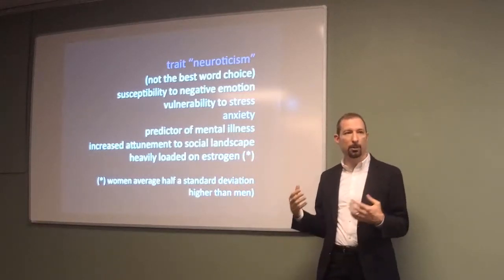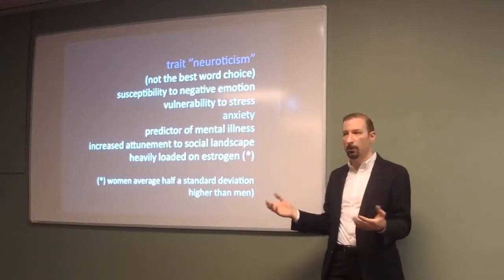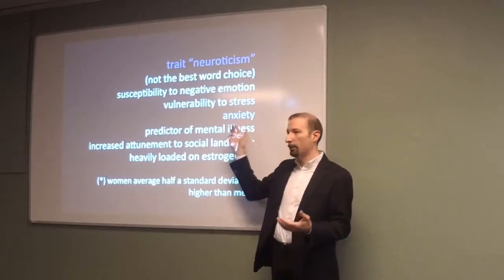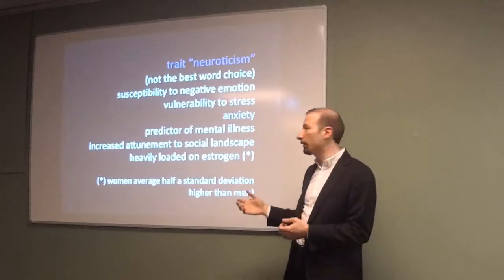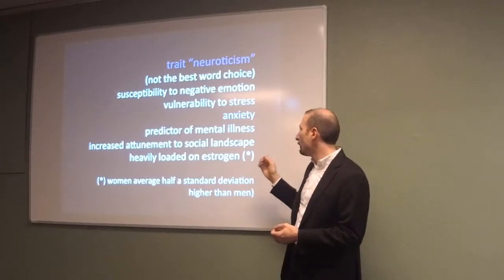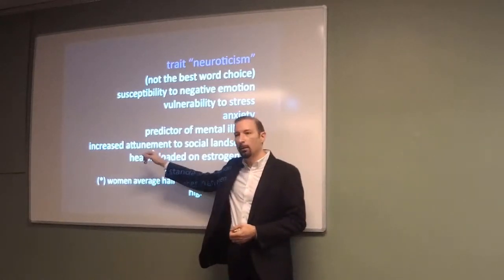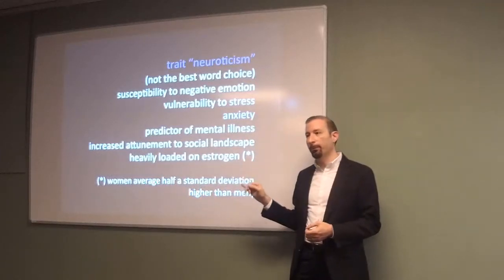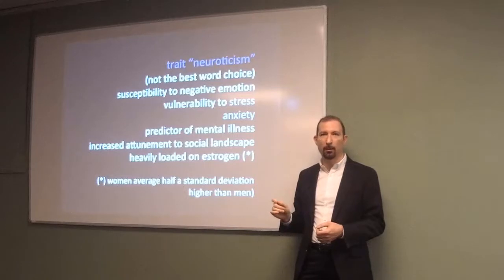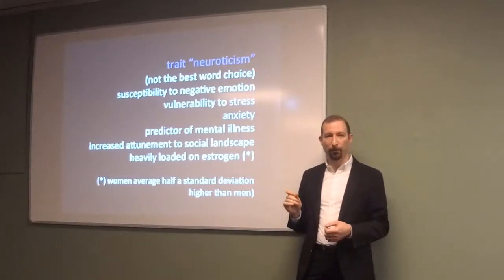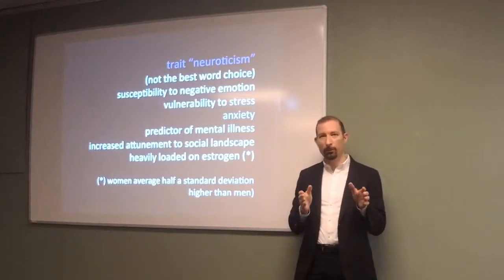So if you're higher in trait neuroticism, you're more likely to be mentally ill, which is not surprising, because if you're stressed out and anxious all the time, that's not a healthy state to be in. It does have an upside, the increased attunement to the social landscape. In fact, people who are higher in trait neuroticism are more realistic than people who are not. So it gives you an accurate view of the world.